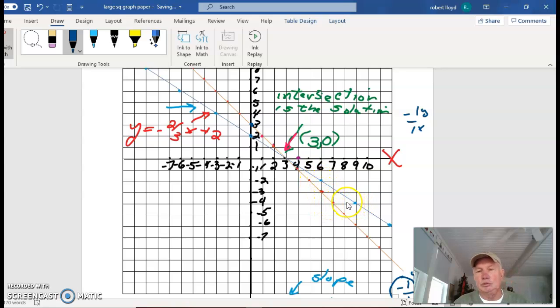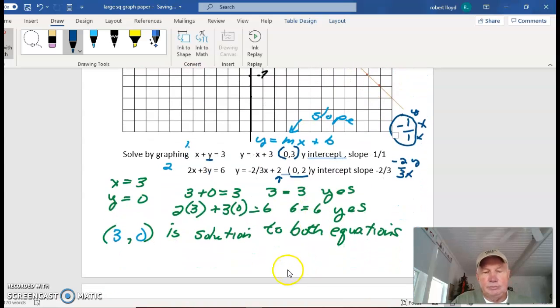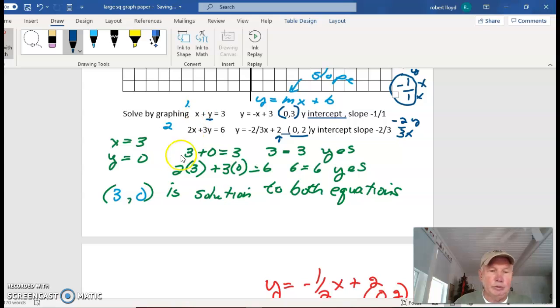Again, we can make numerous points on that line. When we connect them, we have line number 2. Where these two lines intersect is the solution. In this case, they intersect at 3, 0. And that means that if we put 3 in for the x and 0 in for the y into both equations, they will balance.